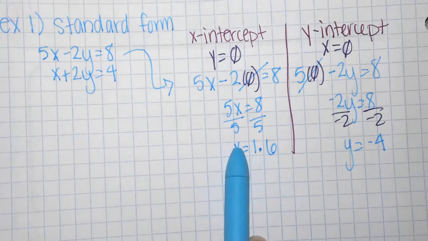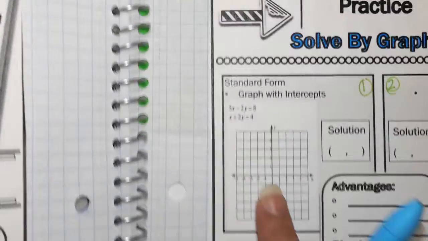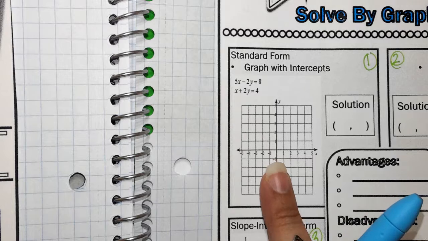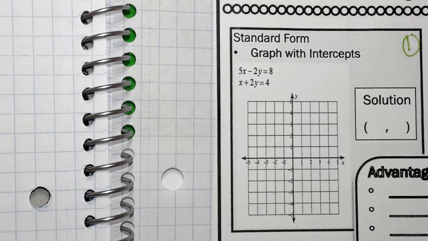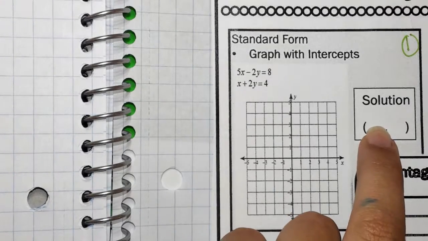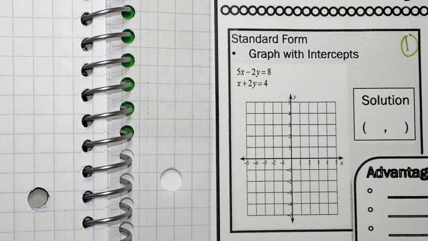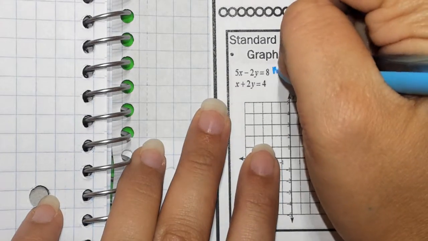Alright, so let's graph this first line. I'm going to zoom in so we can see. Paris asked if we're going to put it in for our solution. That's a great question, but not yet. That's not the solution to the system. Remember, the solution is where they cross. We're just graphing our first line, so I'm going to graph this one in blue.